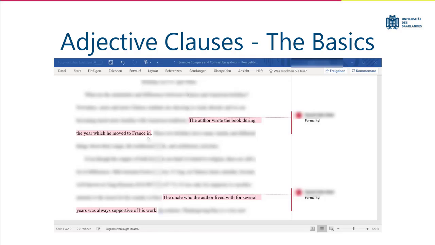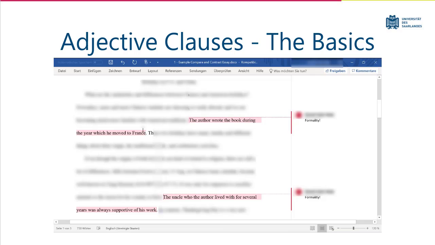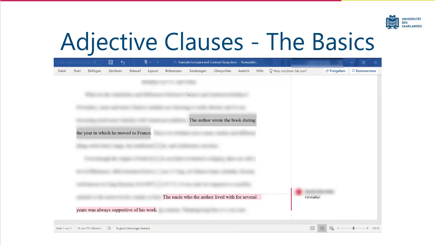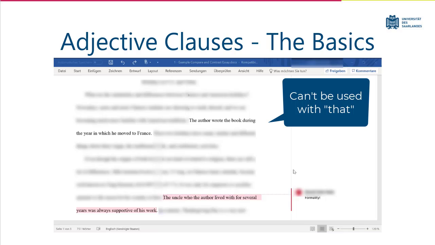This sentence has a grammatically correct adjective clause, but Linda now remembers from an earlier course that it's not as formal as it could be. She changes the sentence to, the author wrote the book during the year in which he moved to France. All she did to add formality here was place the preposition from the end of the clause in front of which at the beginning of the clause. This is a neat trick to add formality that can be done with lots of different prepositions. Careful though, this trick can't be used with the relative pronoun that, and remember to choose an appropriate preposition.